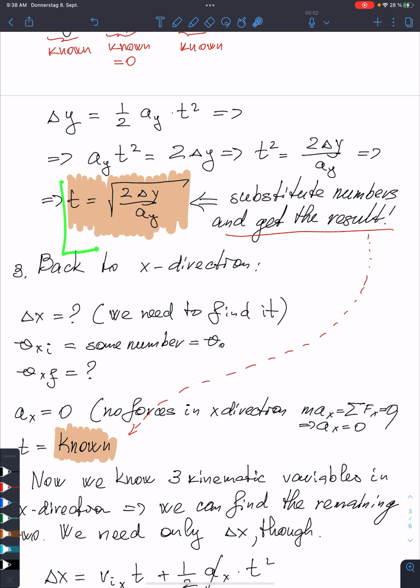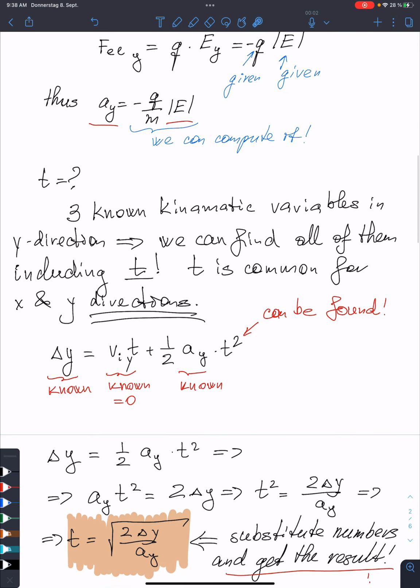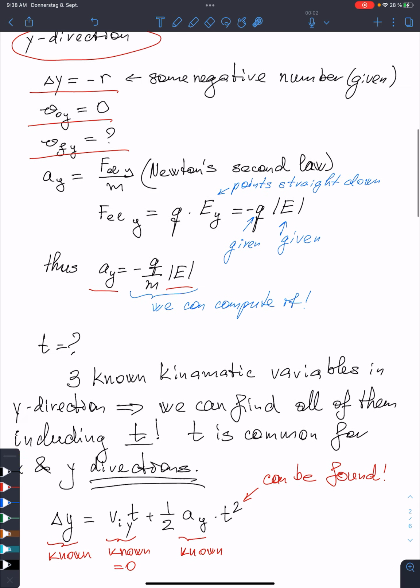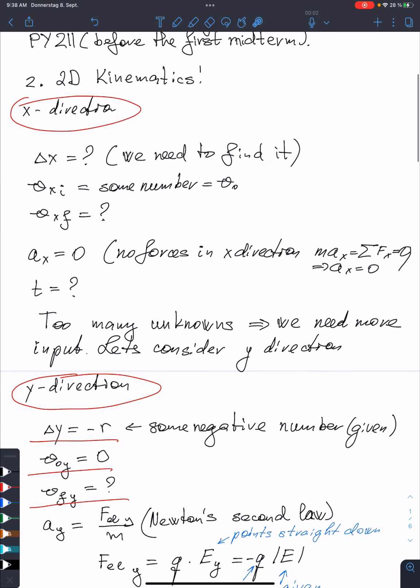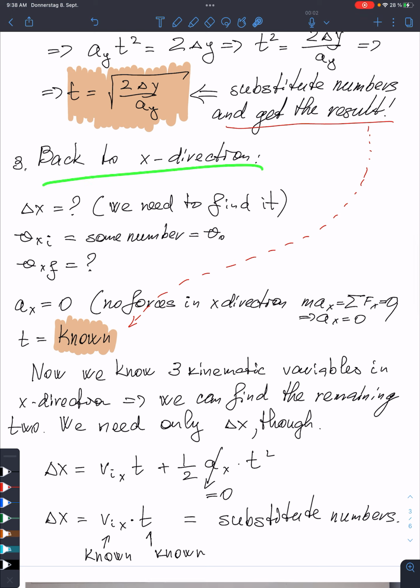So now with this time, I will be able to proceed further. I can use this time. It will be a number now, okay? And I will substitute it into my kinematic equations in the t direction, right? So now it will be known. So here we go, back to the x direction.